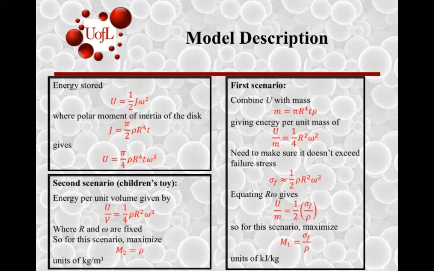In the second scenario with the children's toy, the only variable that we have to play with is the density, since the radius of the flywheel is fixed and the angular speed is not going to be variable, since we're looking at the maximum that the child can do.